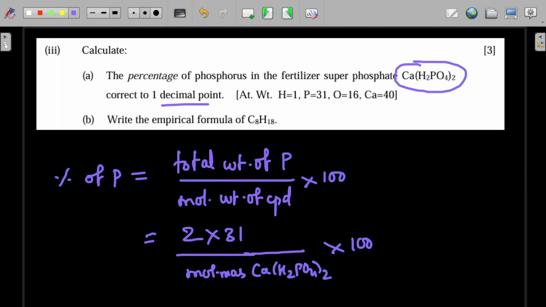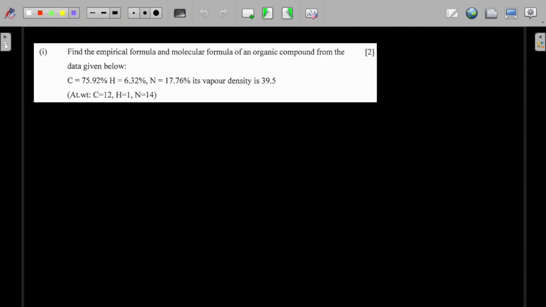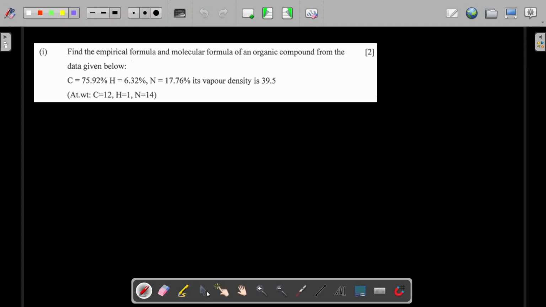And the second part: write the empirical formula of C8H18. This one is simple. Let's see. Rohani, tell me the answer for this. Take the simplest ratio, no? 8 is to 18. Divide by 2 means what? 4 is to 9. C4H9 will be the empirical formula. Okay, now come to this part.